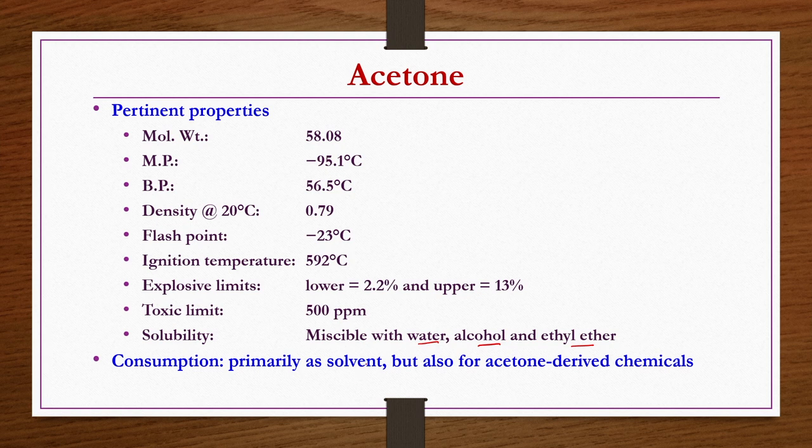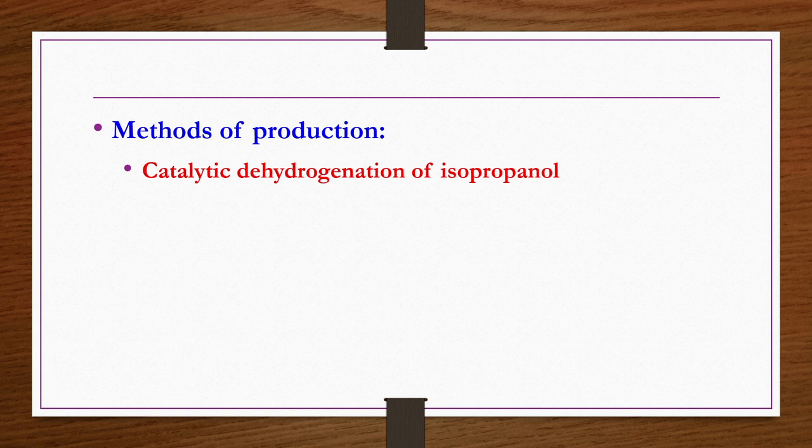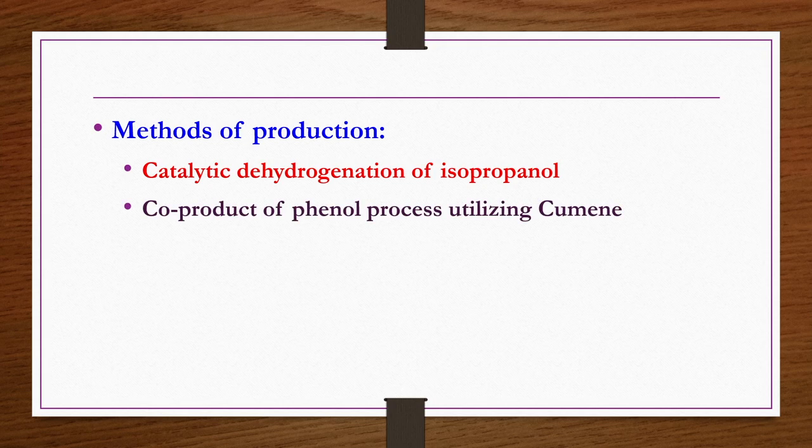Consumption pattern, if you see, primarily acetone is used as a solvent, but nowadays it is also being used for acetone derived chemicals production as well. Methods of production: catalytic dehydrogenation of isopropanol, the isopropanol production that we have seen just now. If you do dehydrogenation, then simply you can get the acetone, but it requires a catalyst. Other process, as I already mentioned, the cumene is nowadays used for the production of phenol. So when you do the production of phenol from cumene, then acetone is obtained as co-product.